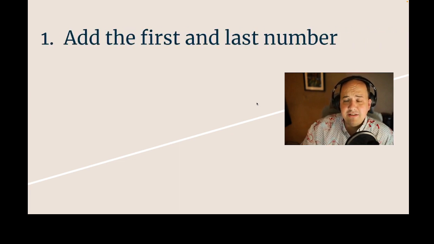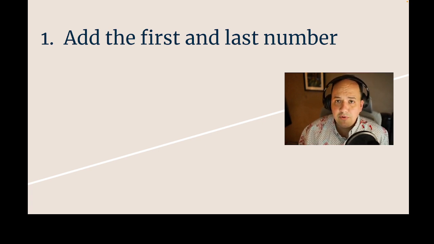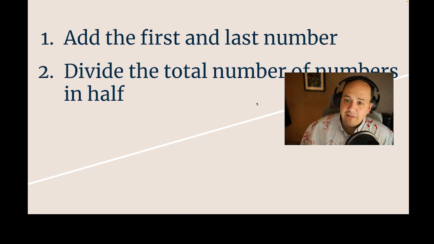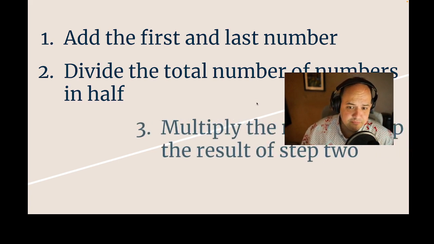So I want to break this out now into generalized steps. Let's actually go to the steps. We add the first and last number, right? Does it matter what those numbers are? Maybe a little bit, but within a range, right? There's a lot of sets for which this works. We divide the total number of numbers in half.